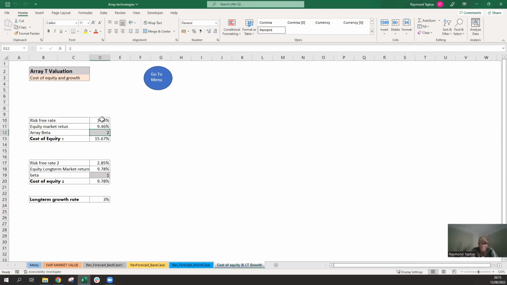And the current beta of RA technology is about 2, and that allows us to determine the cost of equity to be about 15%. Now I will use the same approach for the risk-free rate. I will use the long-term risk-free rate, which is available to be about 2.85%.